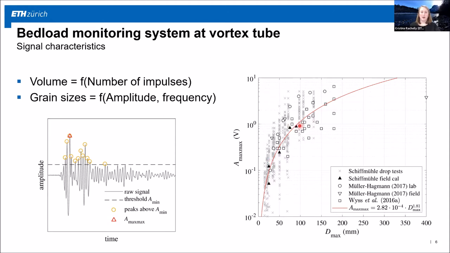We also compared them to other data points coming from other geophone setups. So they used completely different setups, I think all of them with the Swiss plate geophone system that you might know. But the data actually resulted in a very similar relation between the maximum amplitude and the maximum diameter here. Now we can apply this relation onto our monitoring data.